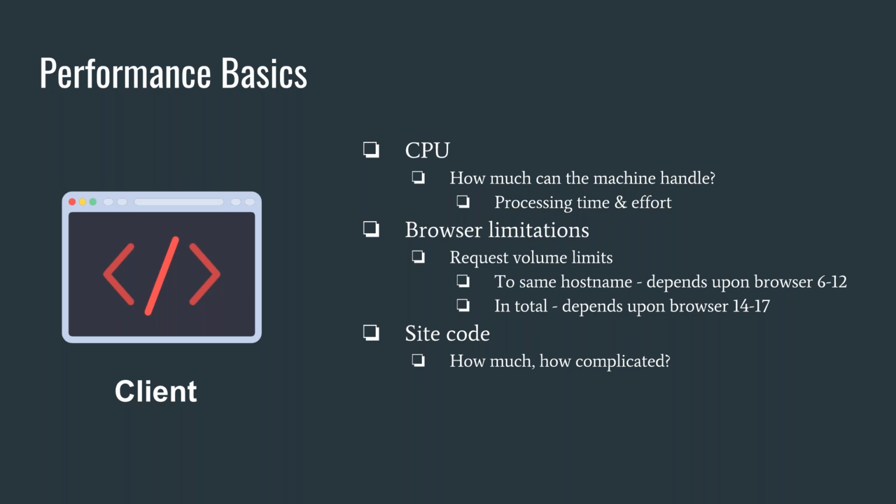Beyond that, there's also limitations in the browser for the total number of concurrent connections that can be out there at one time. It varies again by browser. Typically, this ranges between about 14 to 17 for current browsers.